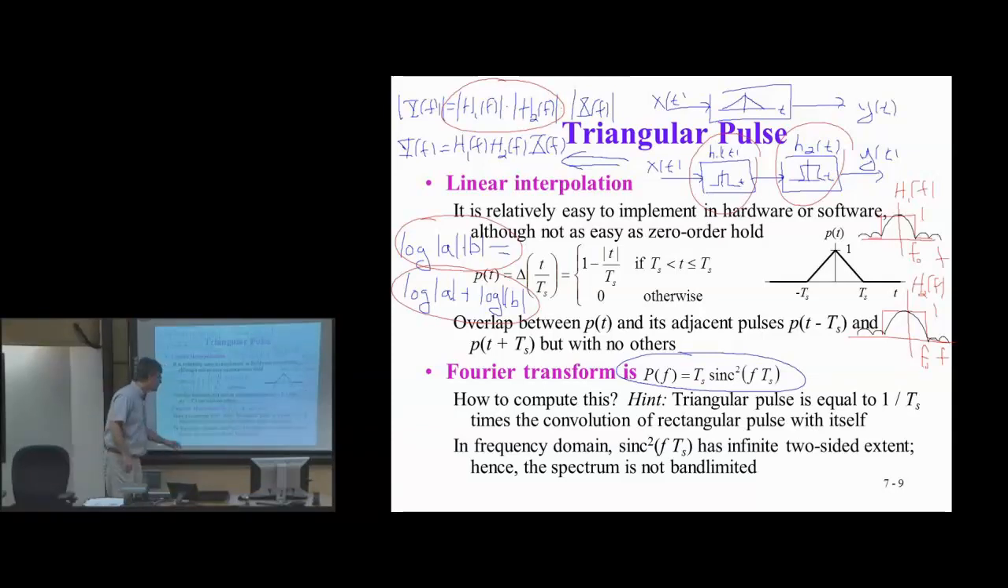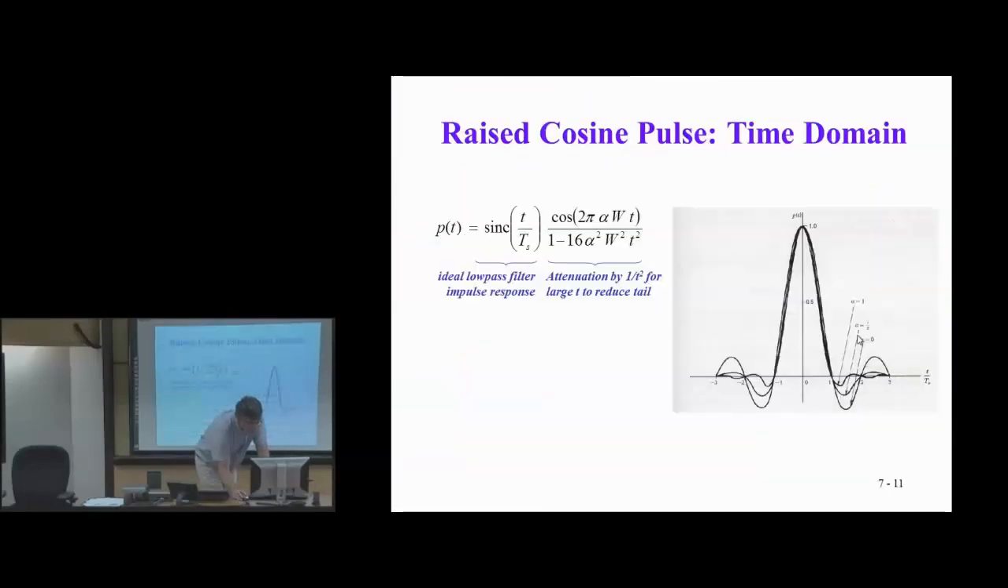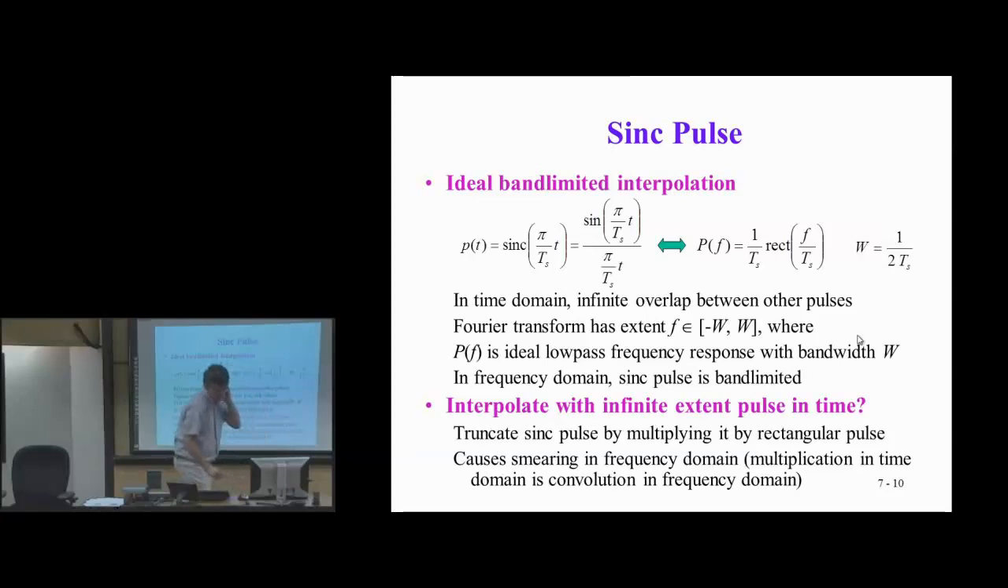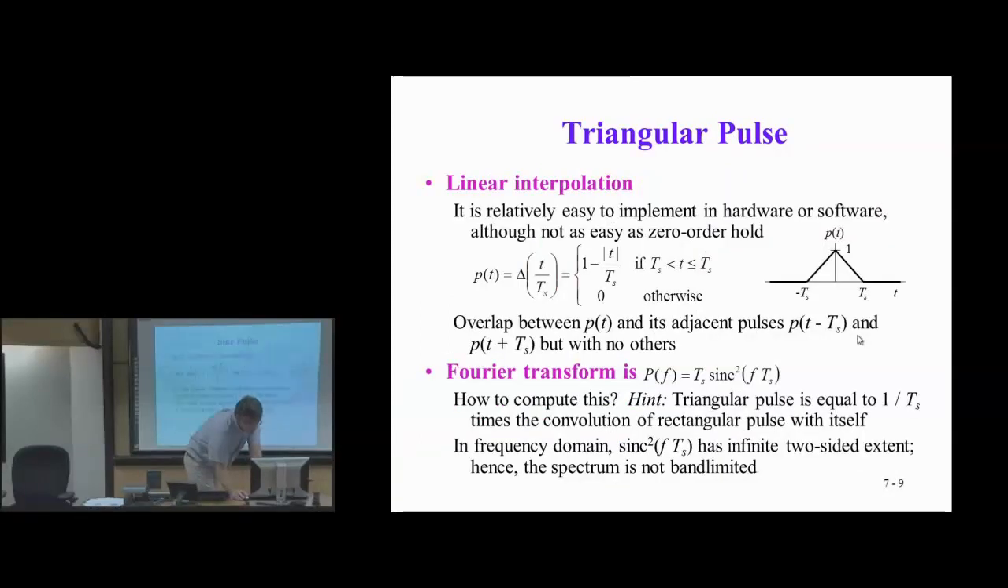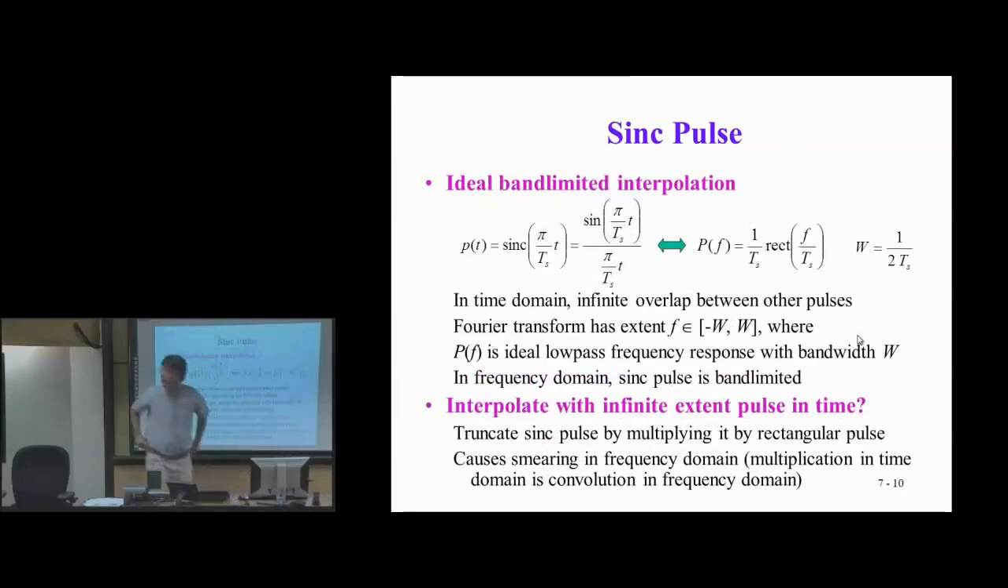All right, so let's get on to the sinc pulse. Okay, so here's the sinc pulse. For the sinc pulse, again, it's two-sided sinc in the time domain, overall time from minus infinity to infinity. And the Fourier transform is an ideal low-pass filter. It's a rectangular pulse in the Fourier domain.